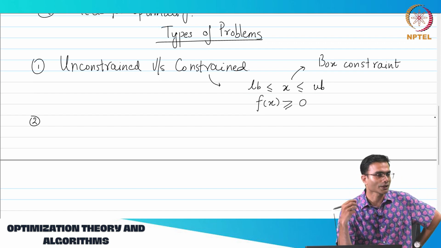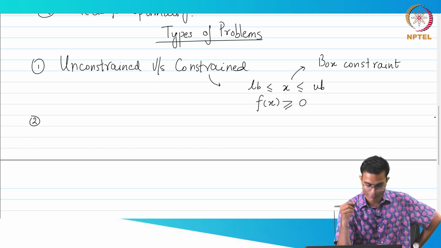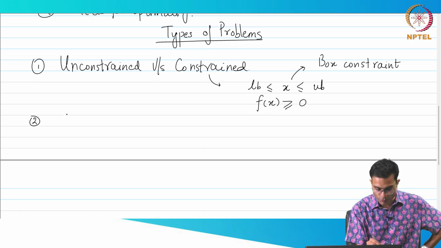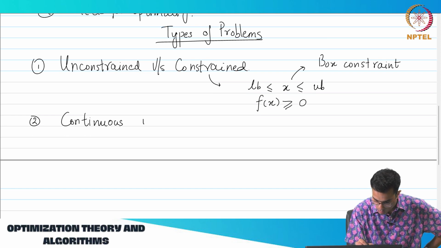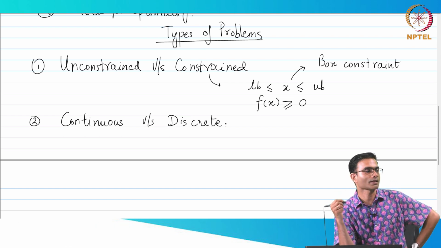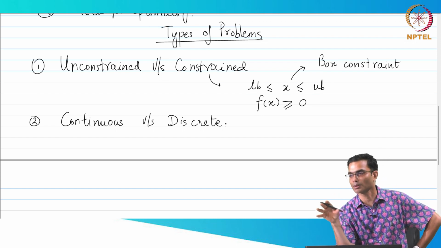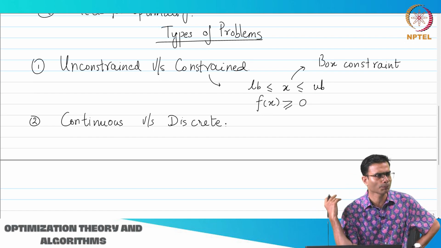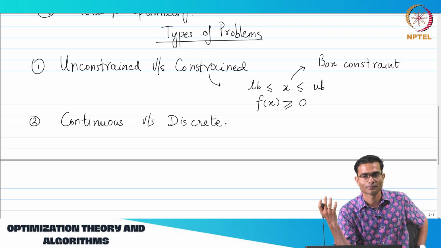Can someone think of another type of problem? Right, very good. We can have continuous versus discrete. Can someone give me an example of a discrete optimization problem? It sounds very fancy, but we have all played discrete optimization problems since childhood. Give me an example.